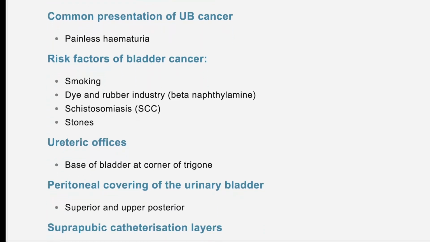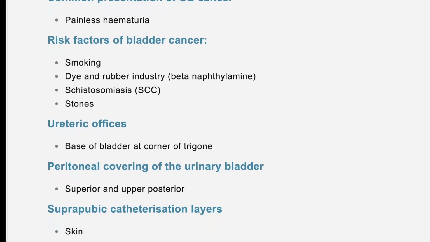The suprapubic catheterization layers will be the skin, subcutaneous tissue, Scarpa's fascia, then linea alba if we're doing it in the midline, and after that the extraperitoneal fat. But of course, we're not going to puncture the peritoneum; it will be the bladder directly.